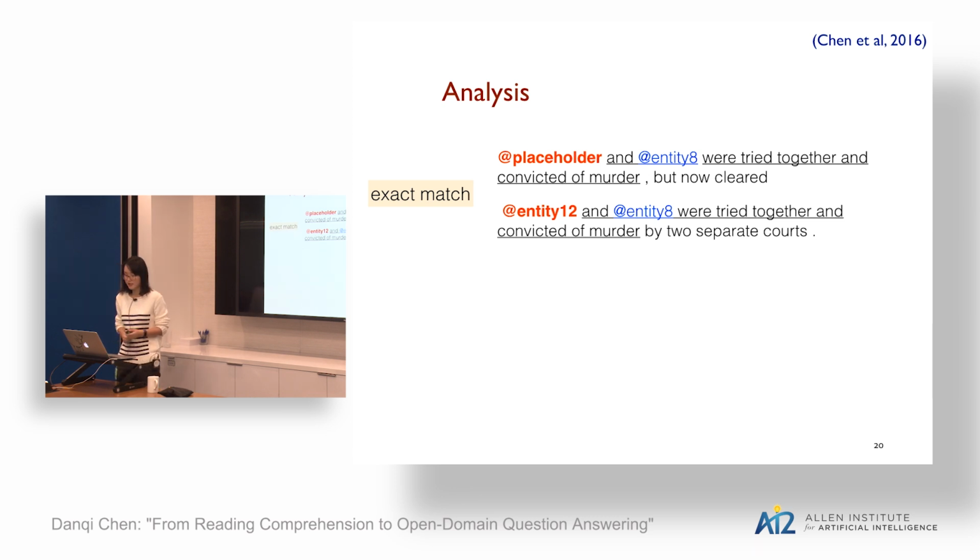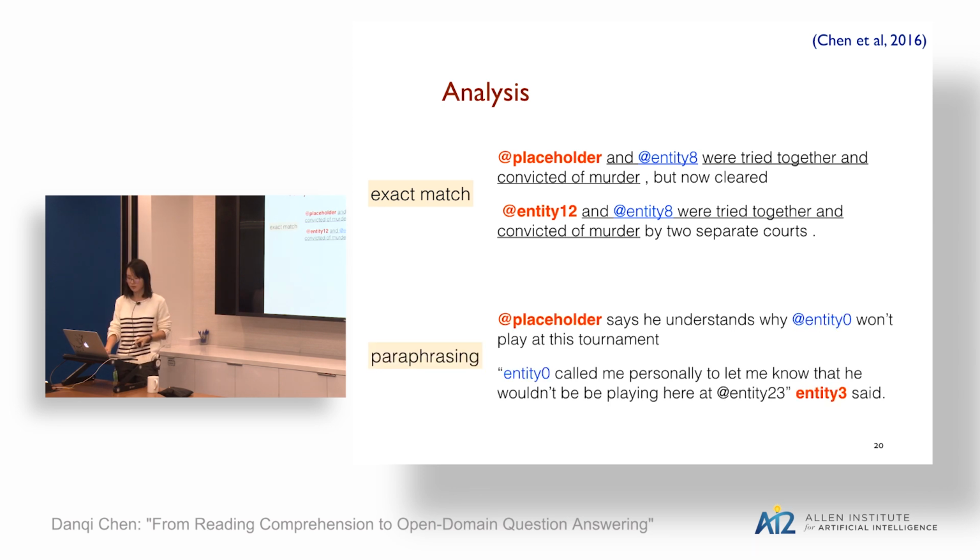For the exact match case, the first line is the question. The second line is a sentence that appears in the paragraph. If we can see that the words surrounding the placeholder in the question can be found exactly in the paragraph, then this question is pretty trivial. It's super easy to predict that the answer to this question is just entity 12.